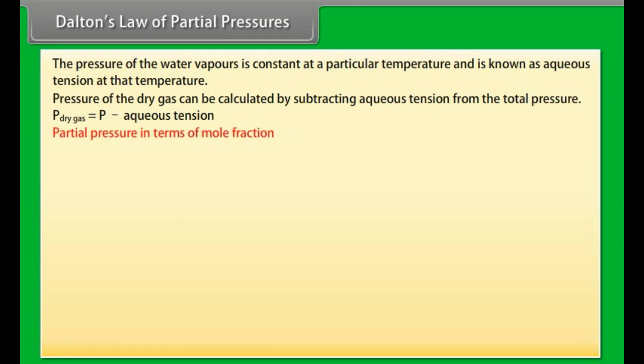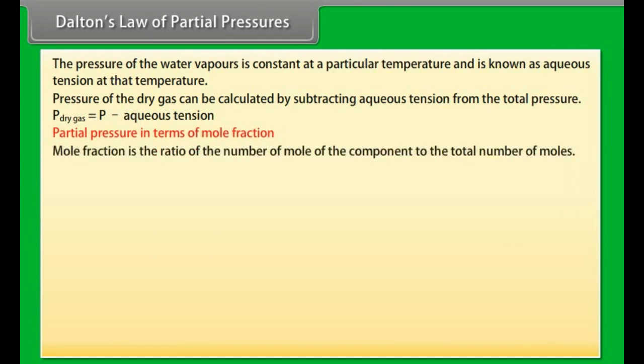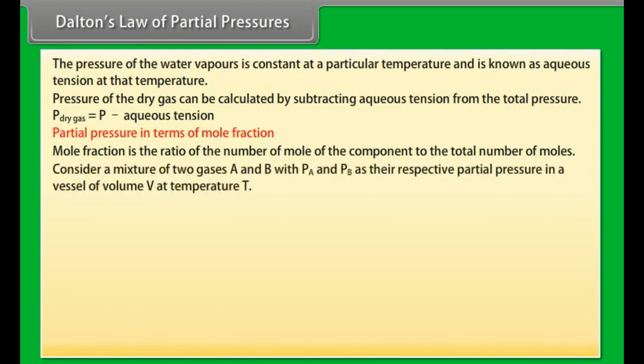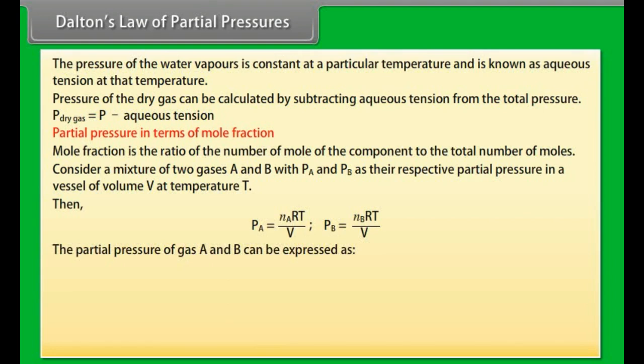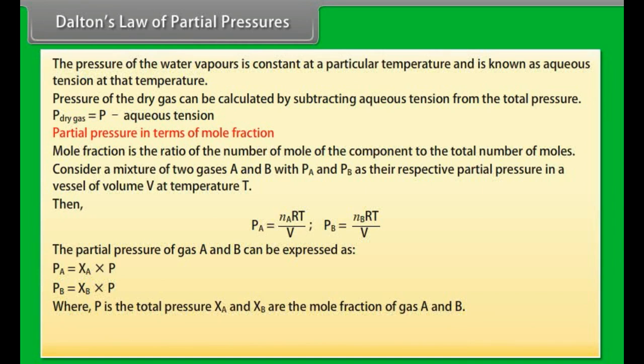Partial pressure in terms of mole fraction. Mole fraction is the ratio of the number of moles of the component to the total number of moles. Consider a mixture of two gases A and B with Pa and Pb as their respective partial pressures in a vessel of volume V at temperature T. Then, Pa is equal to NaRT by V. Pb is equal to NbRT by V. The partial pressures of gas A and B can be expressed as Pa is equal to Xa into P, Pb is equal to Xb into P, where P is the total pressure, Xa and Xb are the mole fractions of gas A and B.